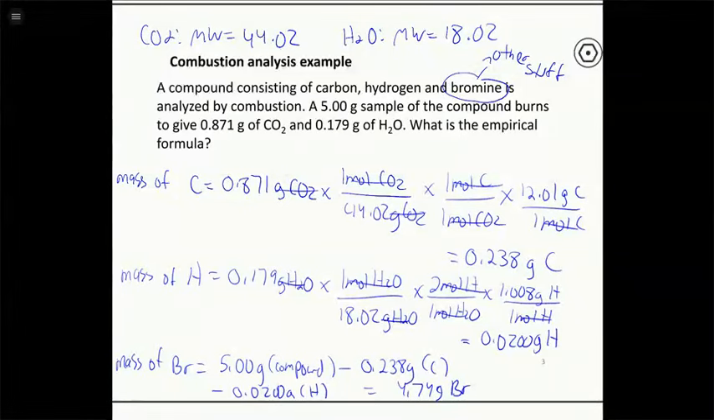All right, so those are the steps that we use to find the masses of each element. And now that we have that, we're going to do the problem exactly the same as what we did last time, which is convert the masses of each element into an empirical formula. So remember the steps: we take each of these masses, convert them into moles, and then find the lowest whole number ratio of those moles.